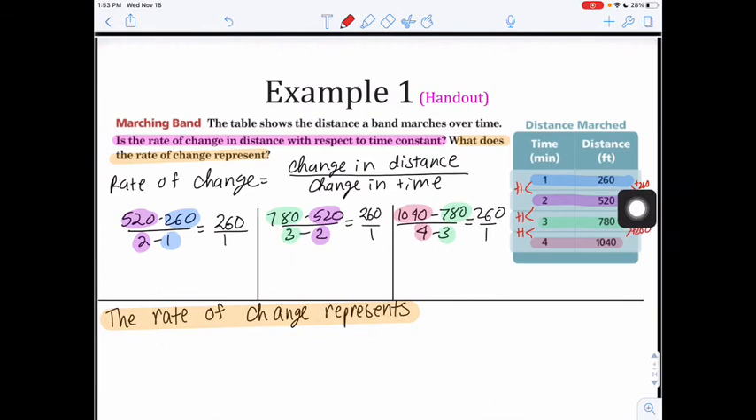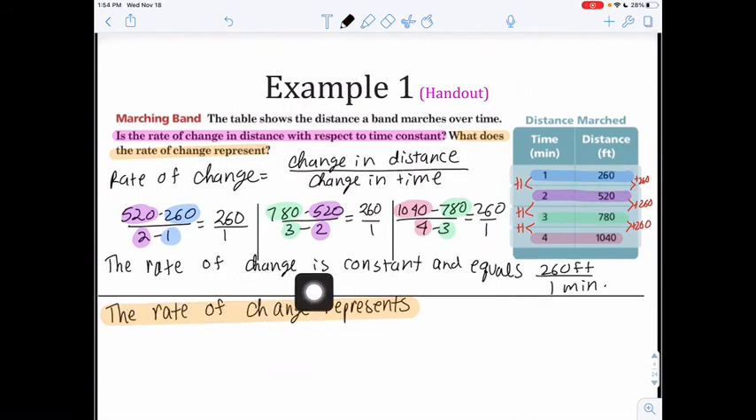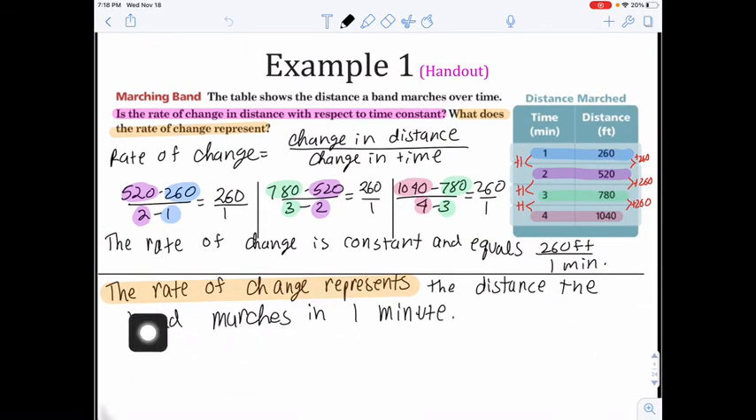We could also check this by just looking at the differences on the graph. So from 260 to 520, we add 260, 520 to 780, we add 260, 780 to 1040, you add 260, and 1 to 2, you add 1, 2 to 3, you add 1, 3 to 4, you add 1. If these are the same every time, we say that the rate of change is constant. Therefore, we say the rate of change is constant and equals 260 feet over 1 minute. So we say the rate of change represents the distance the band marches in 1 minute.